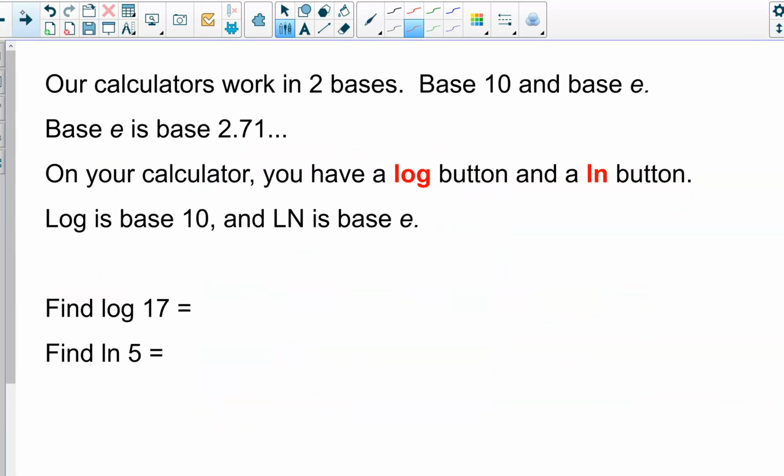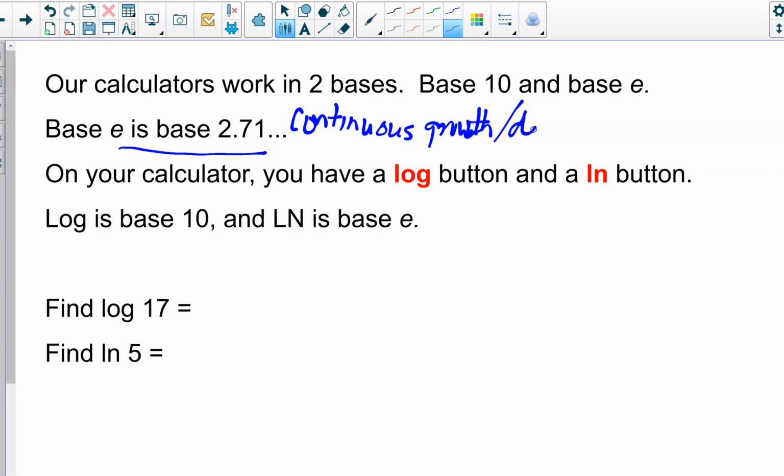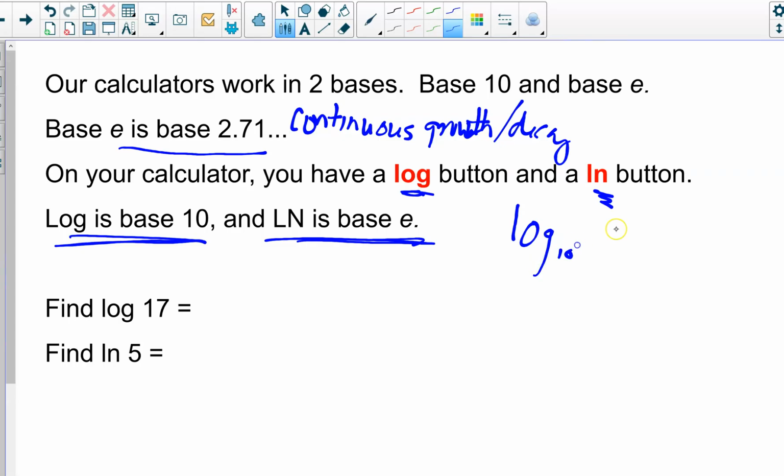Our calculators work in two bases. They have a base 10 and a base E. Remember the number E is that continuous growth or decay, depending on if you're going down or up. On your calculator, you have a log button and a natural log button. The log button has a base 10 and the natural log button has a base E. That's the only difference between the two.